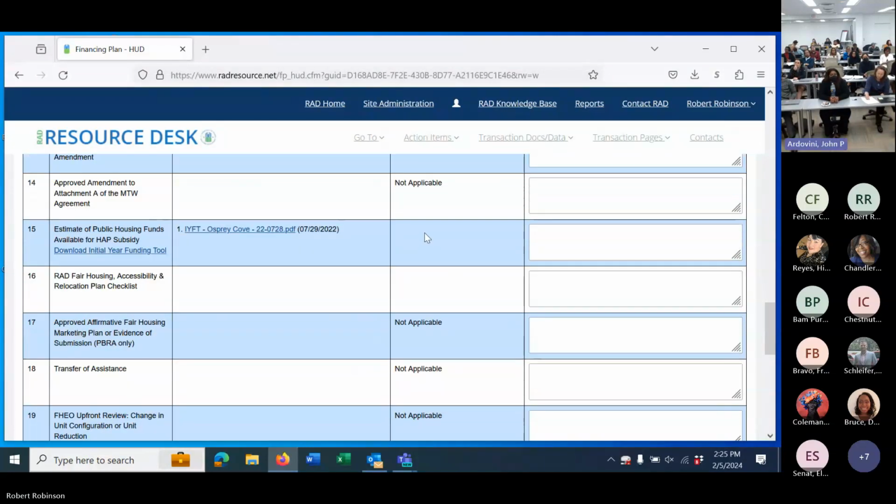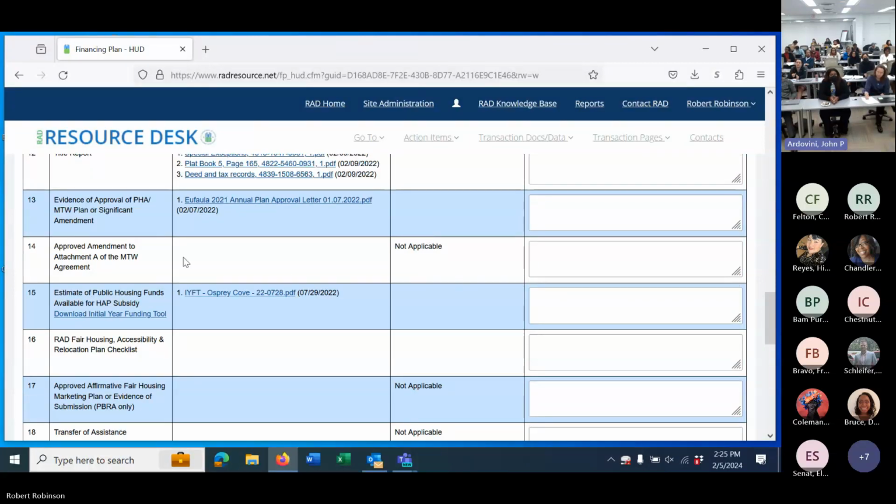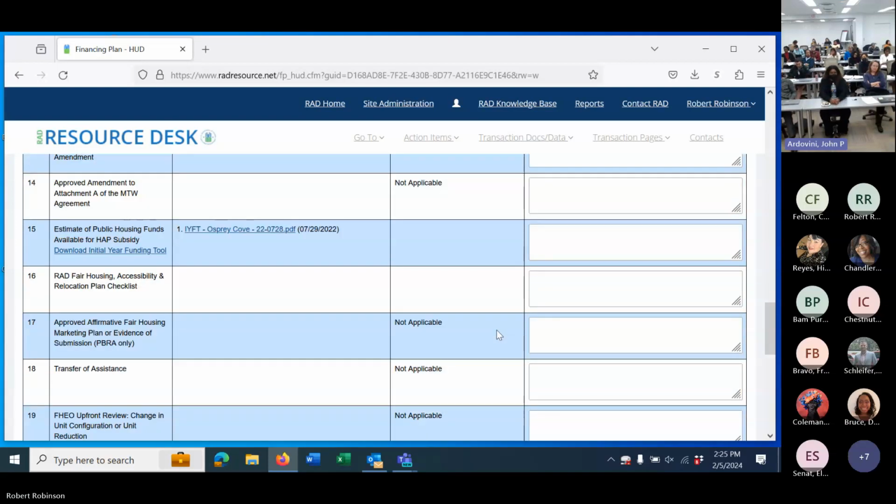So we're looking at the approval of the 5-year amendment plan, the significant amendment plan. If it's an MTW agency, they will also have an MTW amendment plan, which is the PHA essentially saying this is what we plan on doing, and they're adding RAD to that plan to indicate that they're going RAD. It's required, and the field office will usually approve that as part of their review.